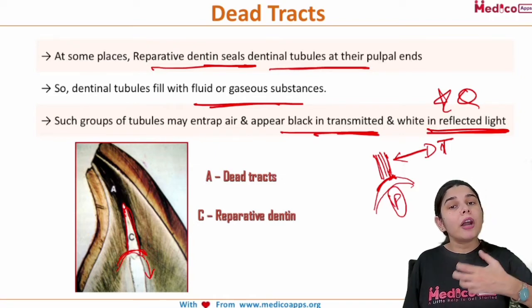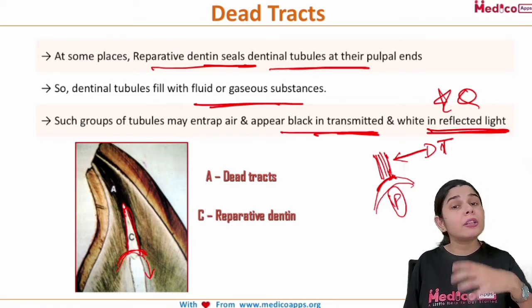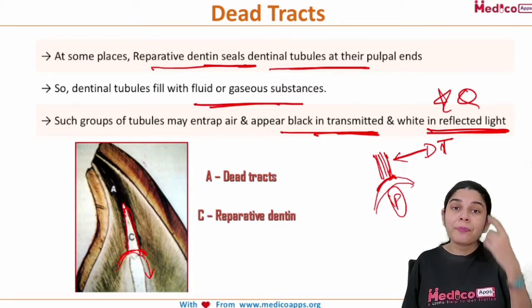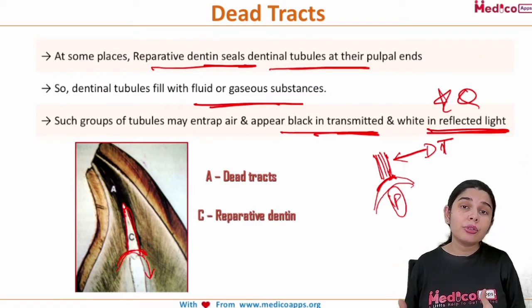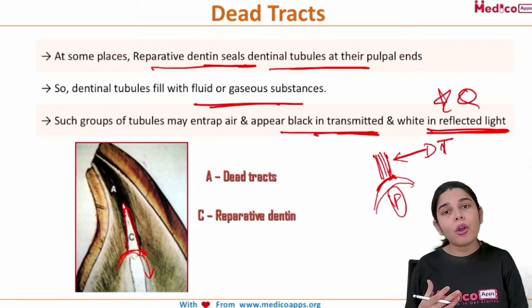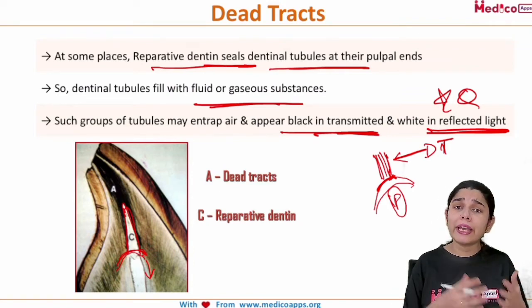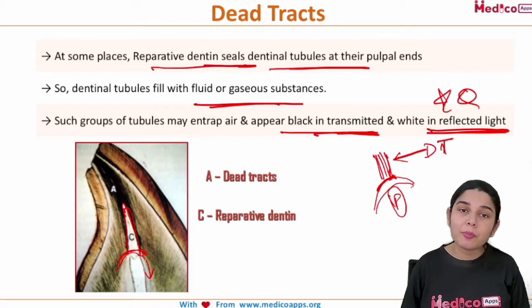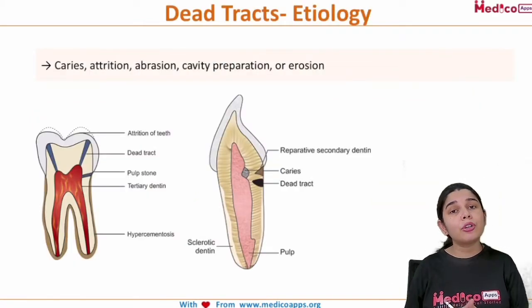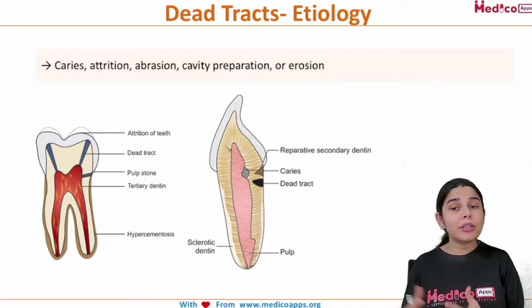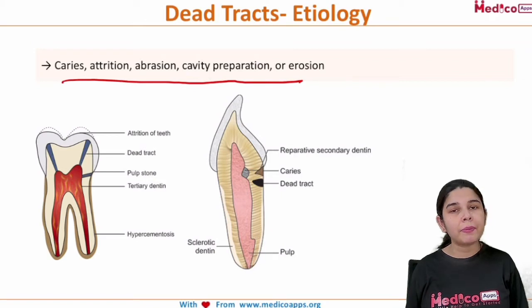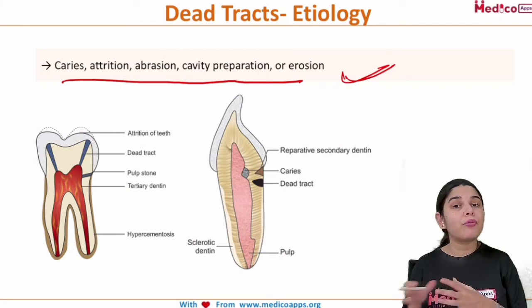Sclerotic dentine means a translucent dentine is formed when the odontoblast or the dentinal tubules are calcified. That occurs due to any sort of injury or any sort of caries or lesion which has occurred in the tooth. So I hope you have understood this point also. With this, as I have told you, the etiology behind the dead tract: how does this dead tract occur? It can occur due to caries, attrition, abrasion, cavity preparation or erosion. Any cause among them can be a reason to form the dead tracts.